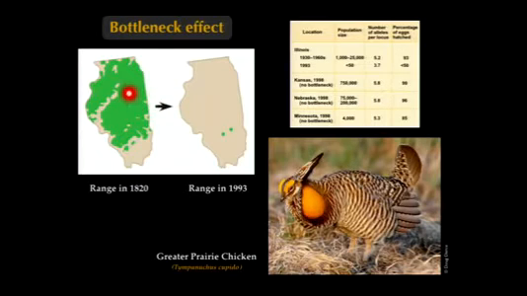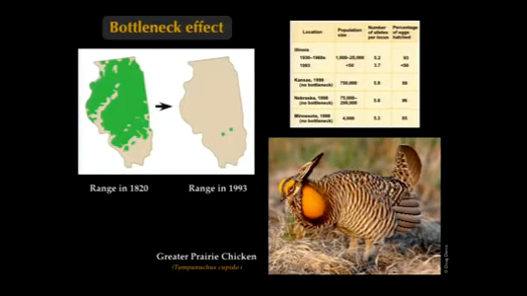Illinois, shown here, the original range of the greater prairie chicken in green in Illinois, reduced to just a couple of populations because these prairies are highly desirable as agricultural fields. They're fertile areas for human agriculture, and they're converted, and the prairie chicken's habitat is lost, and all the birds die or can't find a place to live. That's the overarching point here.